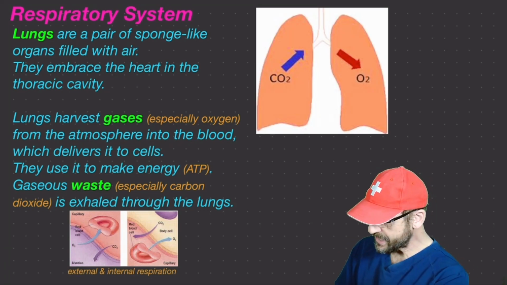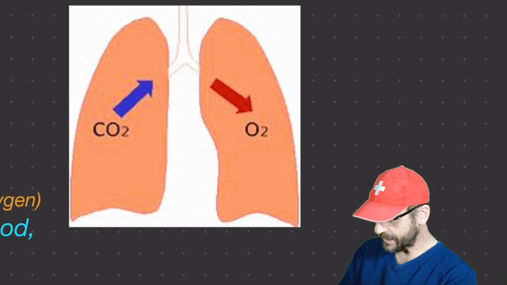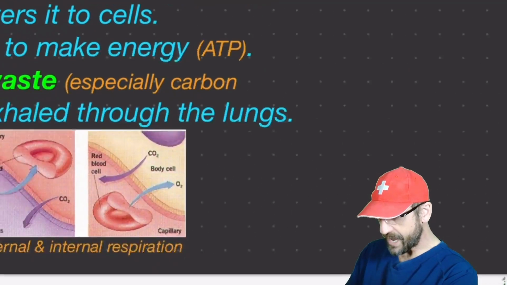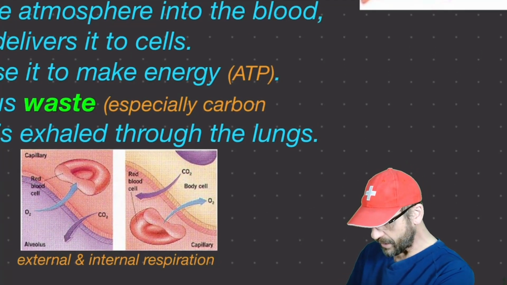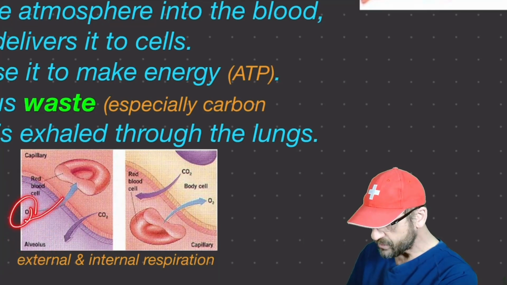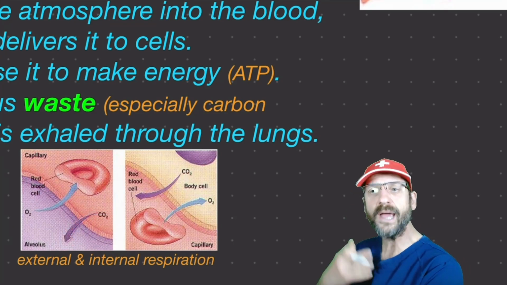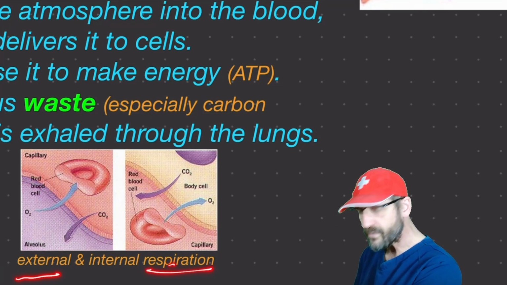And we see that here, a pair of lungs. We can see how the oxygen comes in and how the carbon dioxide leaves the lung as the main gases that get exchanged. And then also down here, I have a picture showing the alveolus, that's the air part that brings oxygen into the red blood cell, and carbon dioxide leaves through the airways back out into the atmosphere. And we call that external respiration.